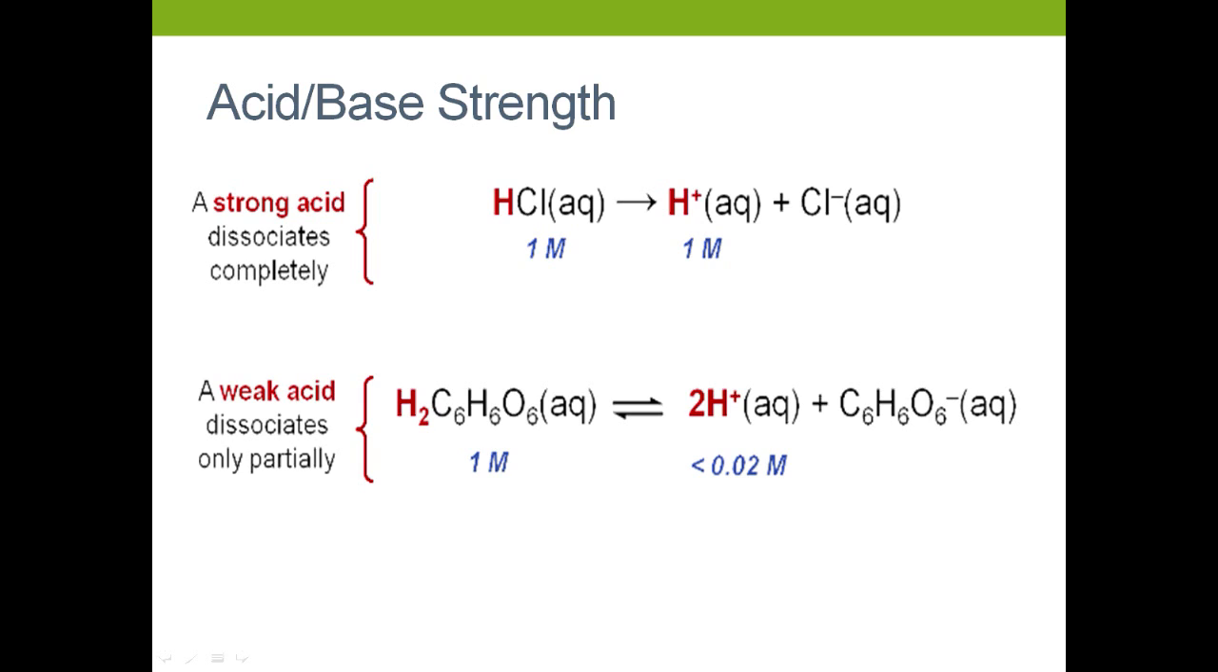Here we see an example of what happens when we have a strong acid. The strong acid dissociates completely. So for HCl, if we have 1 molar HCl, once we put it into the water, we have no HCl, we only have H plus and Cl minus. Now, in contrast, a weak acid dissociates only partially. So here we have H2C6H6O6, which is ascorbic acid. It's a weak acid. So if we start with 1 molar of ascorbic acid, only some of it will dissociate, and we'll only have maybe 0.02 molar instead of 1 molar that is dissociated.